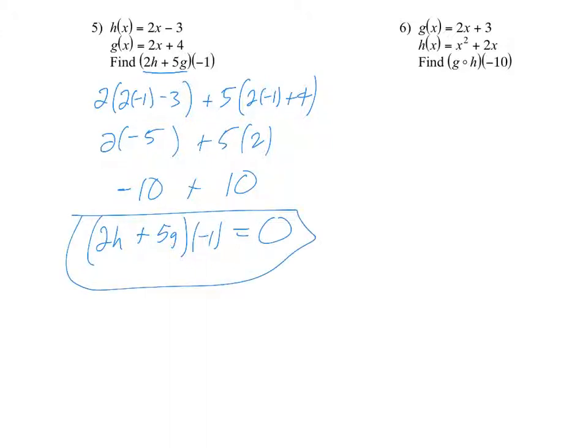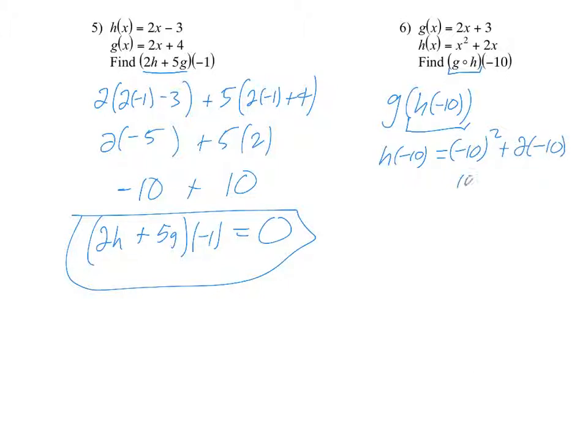It's a number. This one, number 6, is a little bit different. It says find g of h of negative 10. It's easier if you start by writing it out, g of h of negative 10, because you can find h of negative 10 first. So h of negative 10 is negative 10 squared plus 2 times negative 10. Negative 10 squared is 100. 2 times negative 10 is negative 20. 100 minus 20, so h of negative 10 is 80.